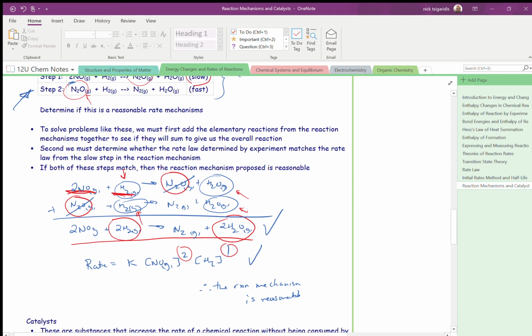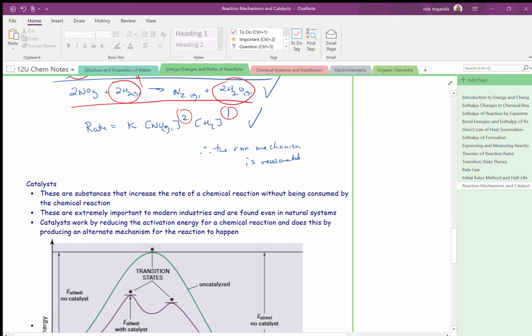So if you have both of those conditions, one that it sums together to produce the overall reaction, and that the slow step's rate law matches the overall rate law as determined by experiment, if you have those two conditions met, then you have a situation where the reaction mechanism is considered to be reasonable.